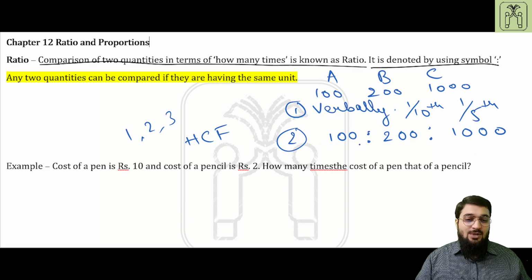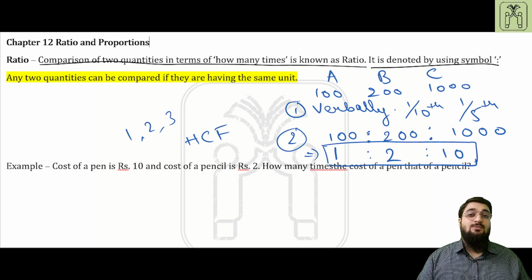So for example, 100, 200, and 1000 can be divided by 100 itself. So you will divide 100 by 100, and the next line will give you 1. 200 divided by 100 will give you 2, and 1000 divided by 100 will give you 10. So this will be the final mathematical comparison of the three people on the basis of the money they have in their pockets, and this is what we call a ratio.